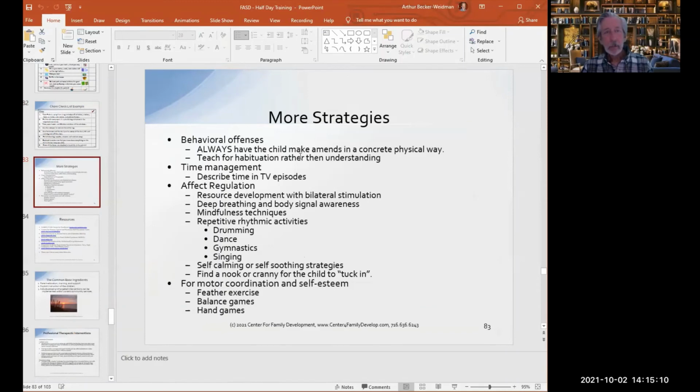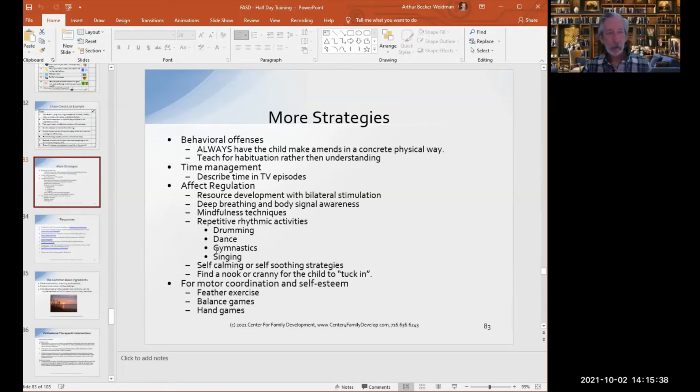A couple things. Very often we want to teach habituation rather than understanding. In other words, this is what you do, the why you do it may be less important. Okay. Time management, emotional regulation, bilateral stimulation can be helpful in that. Teaching them basic CBT things, deep breathing, guided imagery, muscle relaxation, all those can be helpful.